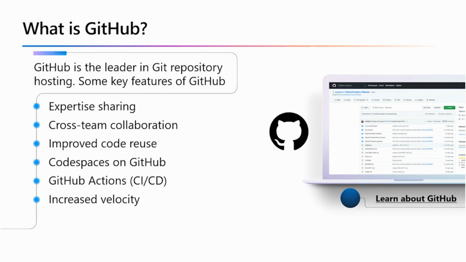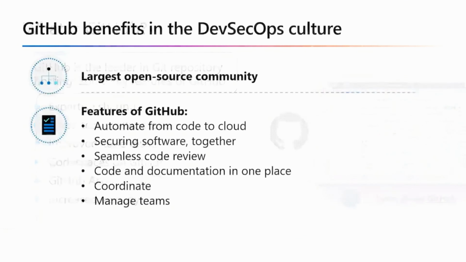When we say increase velocity, we mean velocity as in the speed of development. Now, GitHub is the largest open source community. GitHub allows you to automate from code to cloud, secure software together, do seamless code review, have code and documentation in one place. You can coordinate and manage your team together on GitHub.